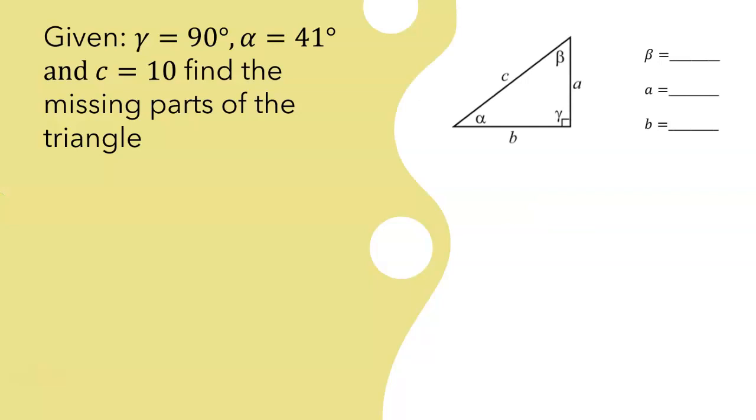Here's a right triangle that we're going to solve. We've got the gamma angle is 90 degrees. Alpha is 41 degrees. I'm going to go ahead and label that. C is 10, and we want to figure out all of the other information in this triangle. So right now, I know an angle and I know a side, so I'm going to use soh-cah-toa.